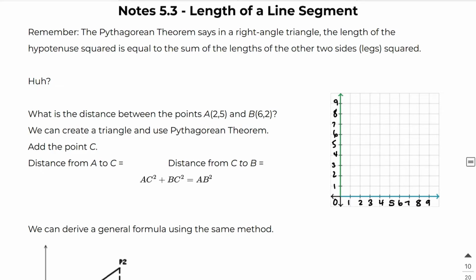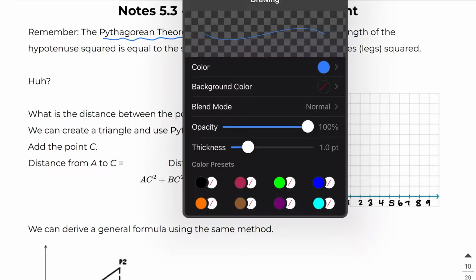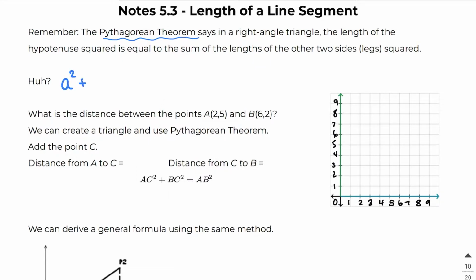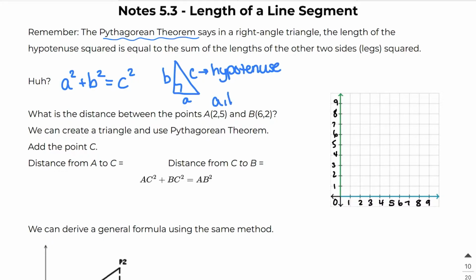Well, if you remember the Pythagorean Theorem, it says in a right triangle, the length of the hypotenuse squared is equal to the sum of the lengths of the other two sides, or the legs, squared. What does this mean? All this is saying is a squared plus b squared equals c squared, where a and b are the legs and c is the hypotenuse. How do I know c is the hypotenuse? Because it's across from the right angle. And then a and b are legs.